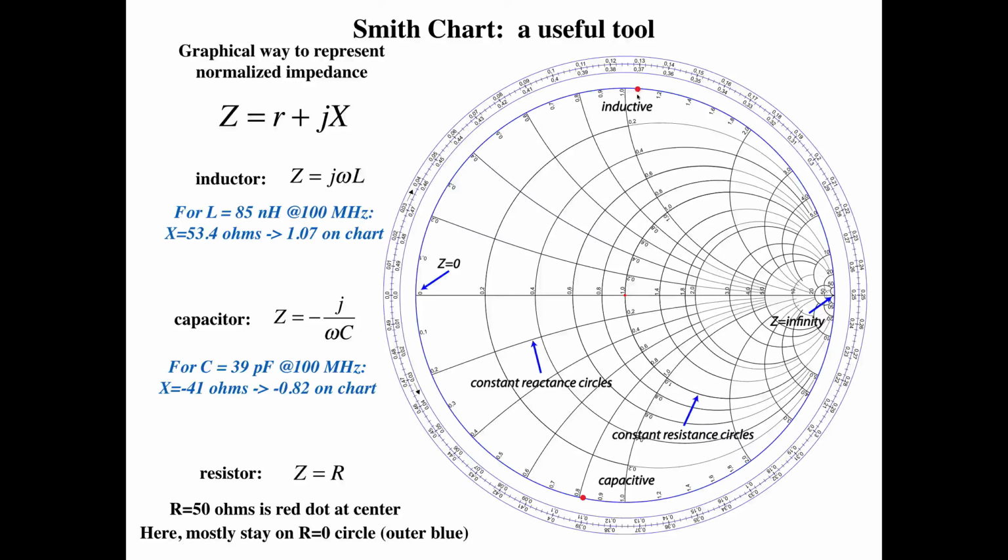at 100 megahertz. Lastly, suppose we just have a 50 ohm resistor. Okay, 50 divided by 50 is 1, and here's the circle for resistance, and there's 1. Okay, and so that would be a 50 ohm resistor location.